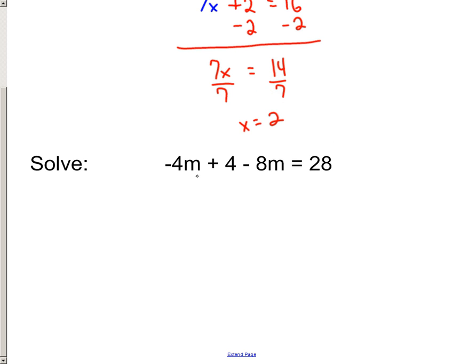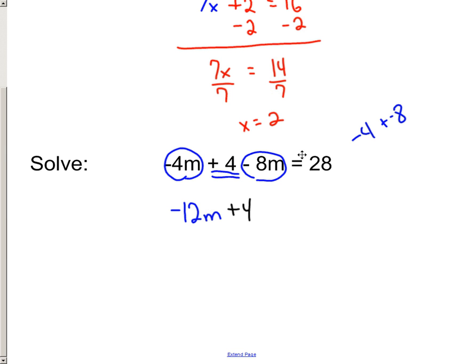Are there any parentheses? Nope. So next thing we see, are there any terms to combine? So let's take a look at this first term right here. This is negative 4m. This doesn't have an m, so I ignore that plus 4. See that right there? I ignore that. But this is a minus 8m. So in my head, I'm doing negative 4 minus 8. Keep, change, change. And it'd be negative 12. Since both of them had an m, we'll put an m right there. Everything else just drops straight down.